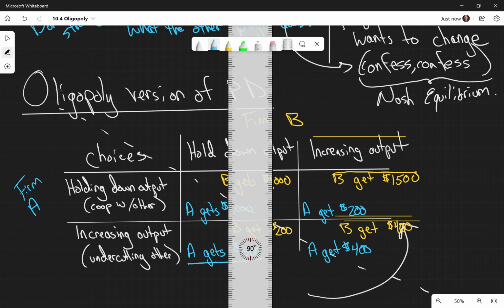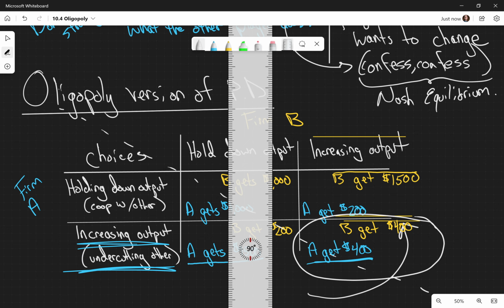Similarly, we're going to go over here. We're going to say, what if I assume that firm B is going to increase their output? What am I going to do? Am I going to hold down the output and get $200? Or am I going to increase the output and get $400? I'm going to increase the output and get $400. So therefore, increasing my output is also my dominant strategy for firm A. So as a result, just like before, where those two dominant strategies meet is where they are likely to go.